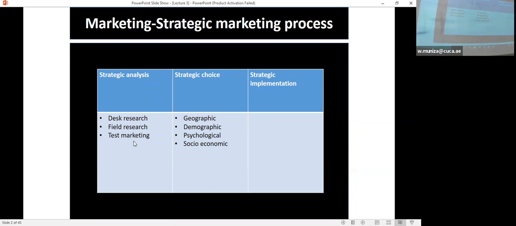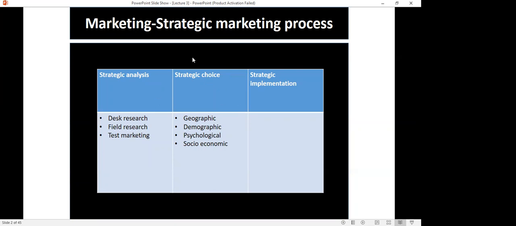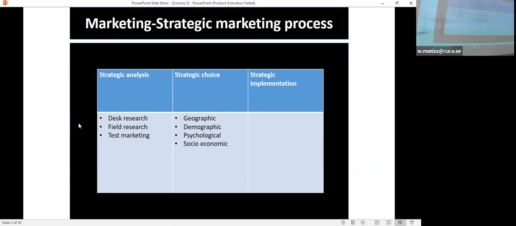So what is research? Readily available information is going to be targeted. What is field research? Actual and primary data is going to be collected, and on the basis of that, the decisions are going to be made. Test marketing, a small area is going to be selected. Out of the whole population, a sample is going to be selected, and on that, marketing is going to be applied to see how the marketing approach is going to work for the overall population.